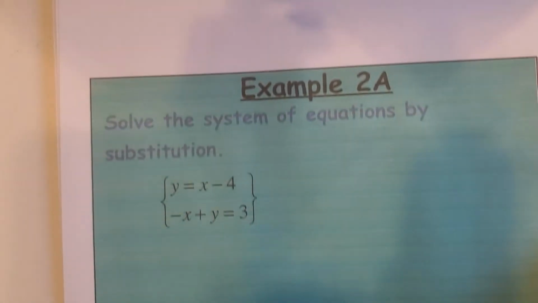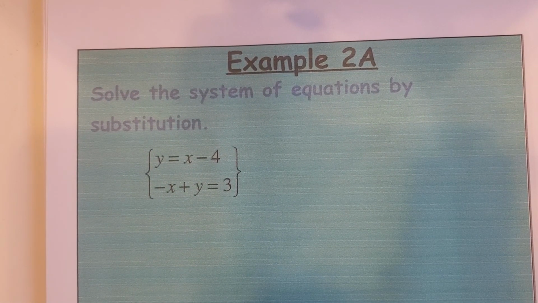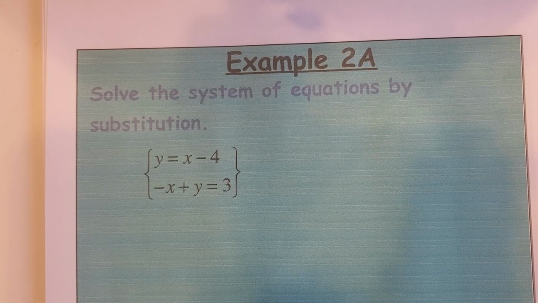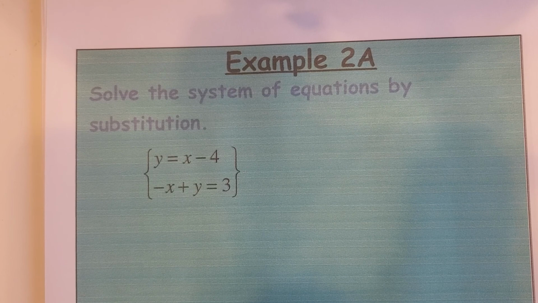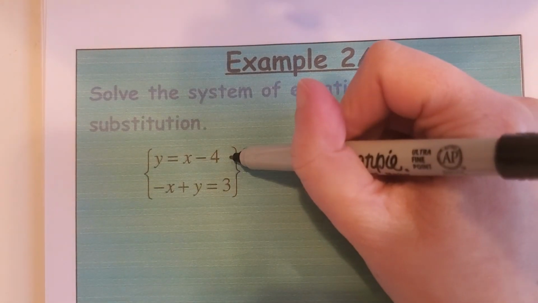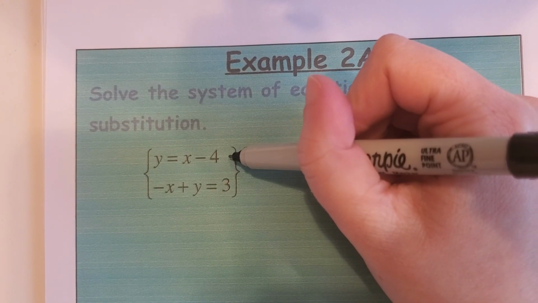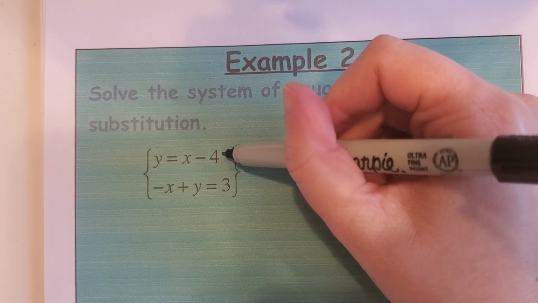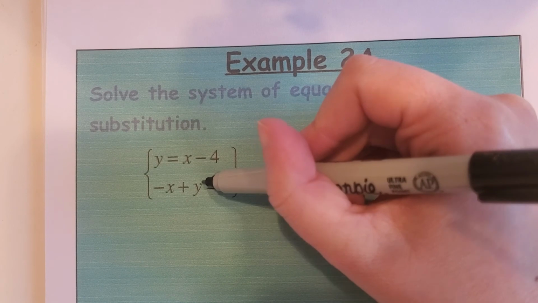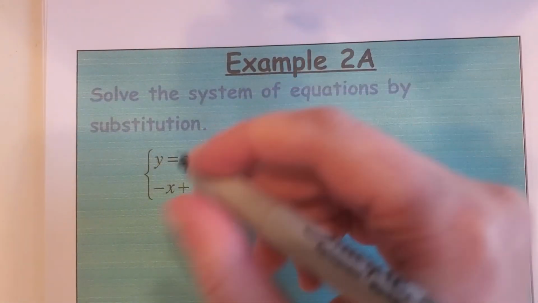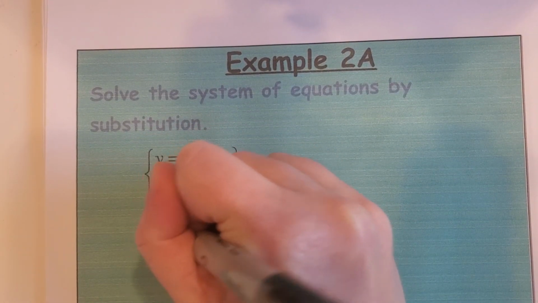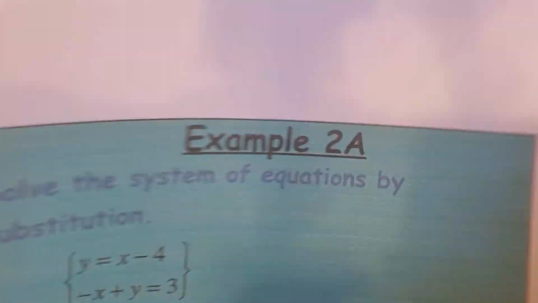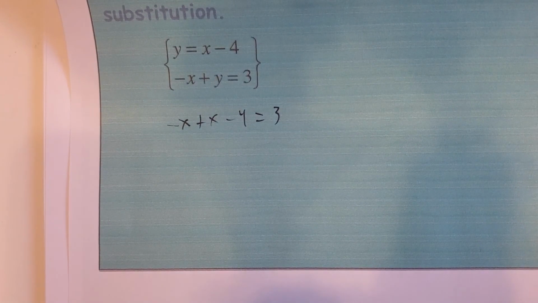All right. So this is where I think some things are going to get a little bit interesting. Luckily, this first equation is already solved for a variable for us. We already have it set equal to y, or solved for y. So we're going to take x minus 4 and plug it in to the other equation for y. So negative x plus x minus 4 is equal to 3. Now, okay, so I was right that weird things do start happening.